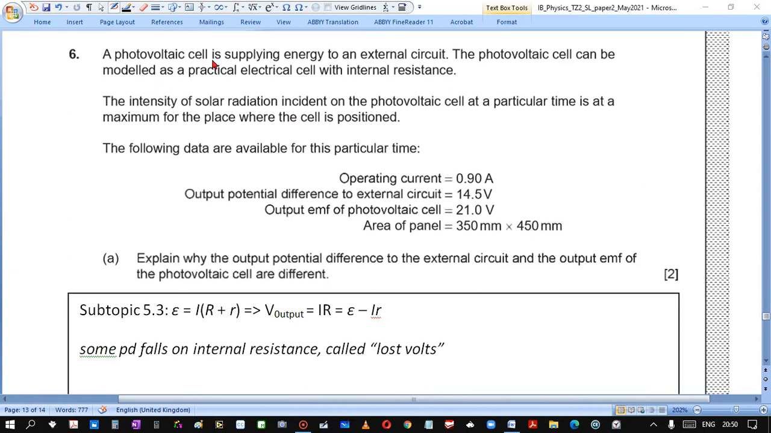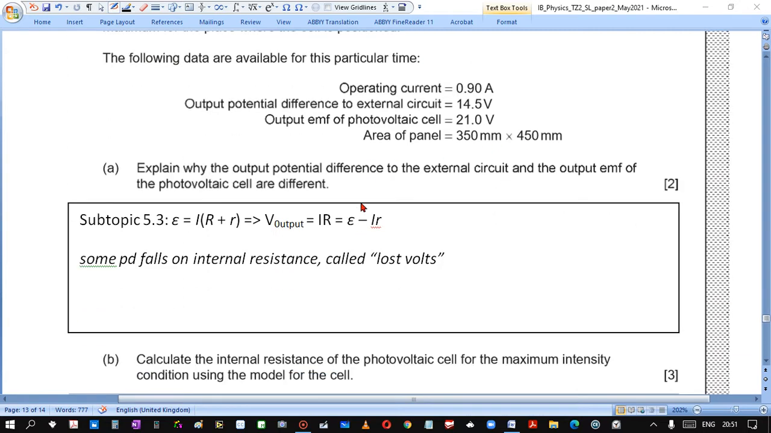Question 6. A photovoltaic cell is supplying energy to an external circuit. The photovoltaic cell can be modeled as a practical electrical cell with internal resistance. The intensity of solar radiation incident on the photovoltaic cell at a particular time is the maximum for the place where it is positioned. The following data are available: operating current, output potential difference, output EMF, area of panel 350 by 450. Explain why the output potential difference to the external circuit and the output EMF of the photovoltaic cell are different.